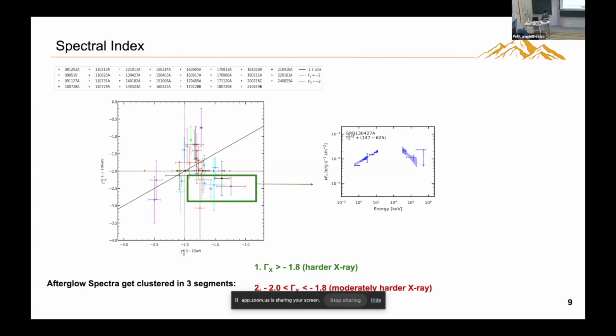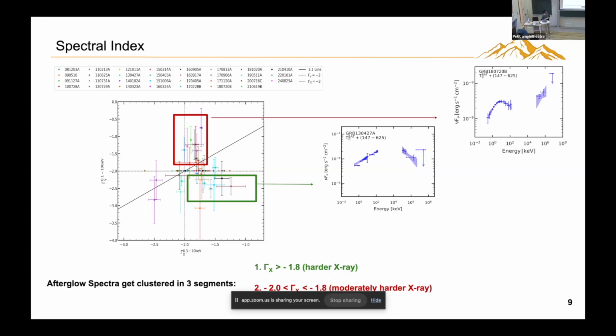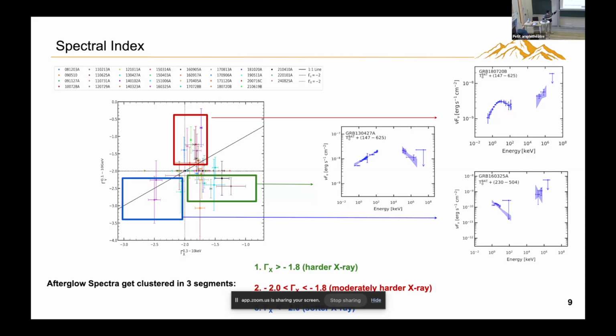The next is the one which corresponds to the moderately harder X-ray emission, corresponding to this red color, and the typical spectra of these GRBs look like this, meaning that you have the GeV emission also harder. It is the best example where you can see the inverse Compton losses playing a role. And then the third group, where you have a softer X-ray emission in blue color, and the typical spectra look like this, where you have a softer X-ray emission, but whatever your GeV is, you can see there is a double spectral component. So these are all the observations we have found with this study.